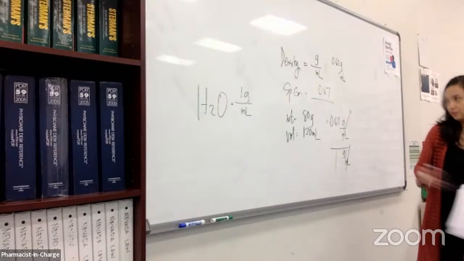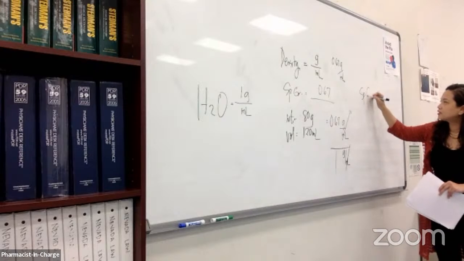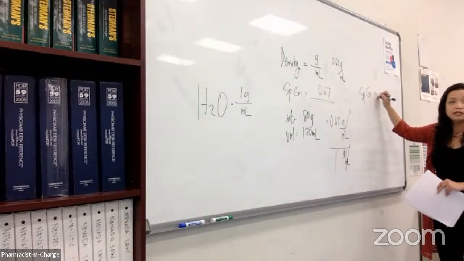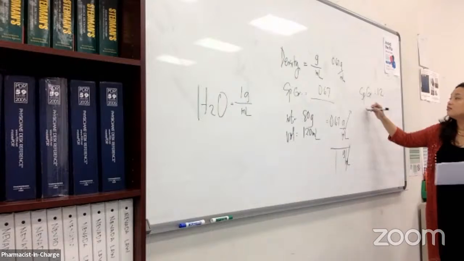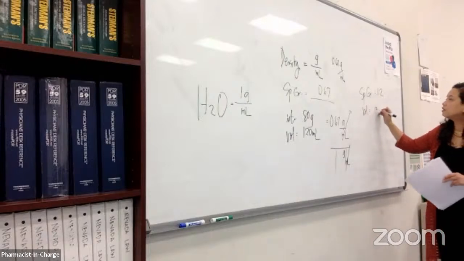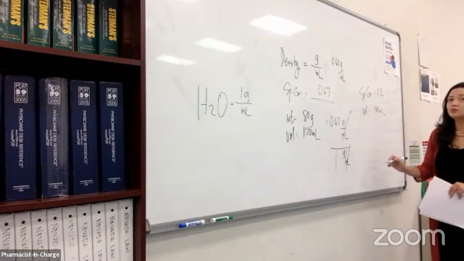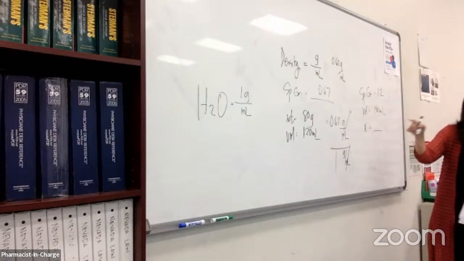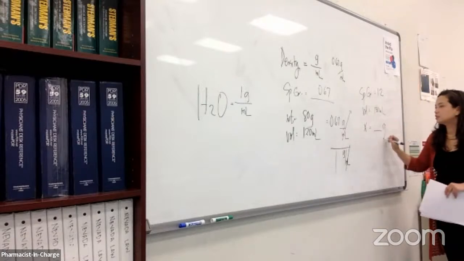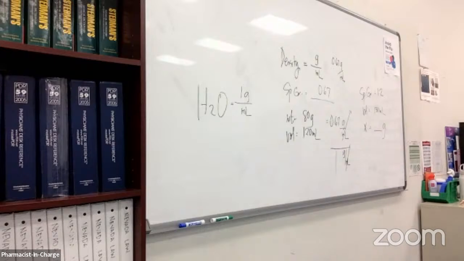Let's do it in reverse. You're given a specific gravity of 1.2 and a volume of 130 ml. Now the question is, how much does this substance weigh? You can convert the formula first, or you can plug in the numbers and just transpose.